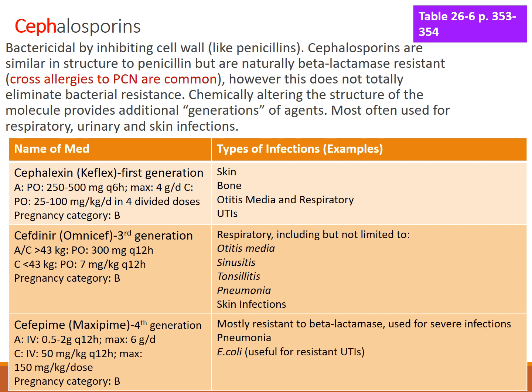Okay? So we have generations of cephalosporins. You'll see that the first group that came out were the first generation and second and so forth. And they're most often used for respiratory, urinary, and skin infections. Okay? So Keflex, which is cephalexin, which is a first generation, is used for skin, bone, otitis media, respiratory, UTIs. Then we have the cefdinir, which is a third generation that's used for otitis media, sinusitis, tonsillitis. You can read the slide too.